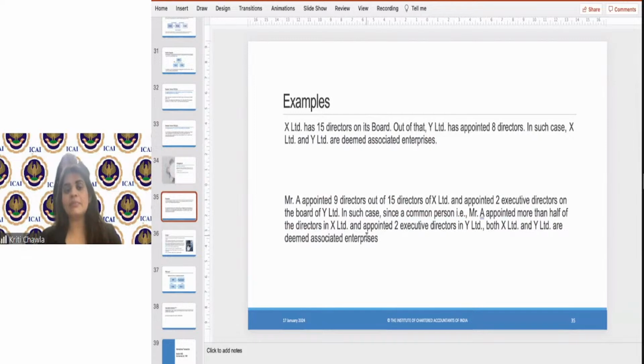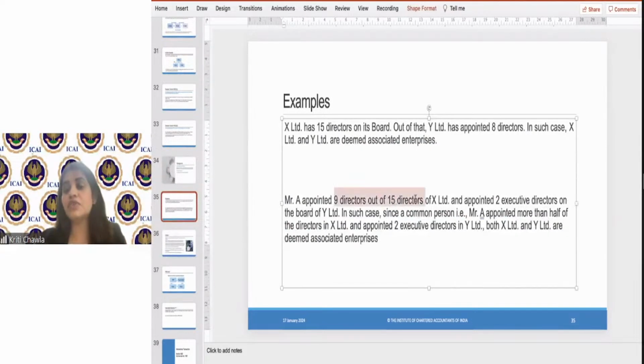So there is an example out here which says Mr. A appoints 9 out of 15 directors in company X and 2 executive directors on the board of company Y. In this situation, do you think A is related to company X? Well, yes, A will be related to company X because out of 15 board of directors, 9 are directors appointed by Mr. A. So that means Mr. A will be related to company X, more than half board of directors.